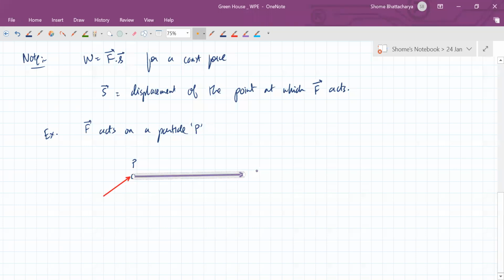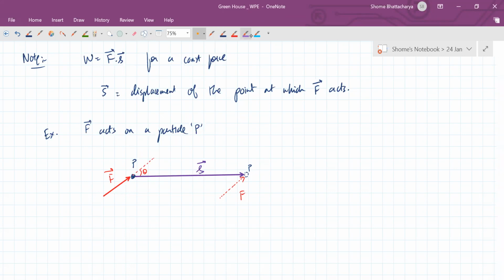Like this. So this is the displacement vector. After some time, the particle has reached here. But during this time, the force continuously acts along the same direction with the same magnitude. So the same force keeps acting all the time along the same direction and with a fixed magnitude.